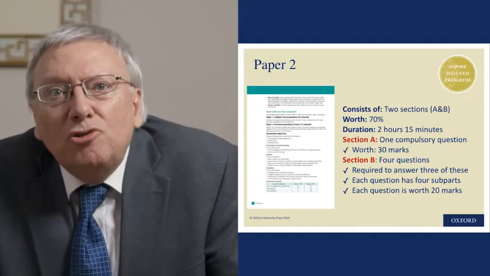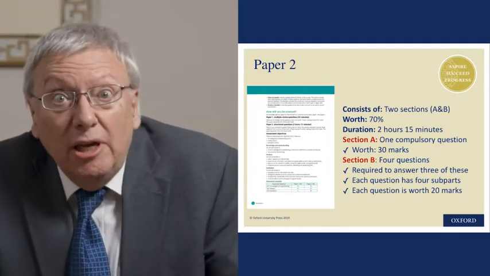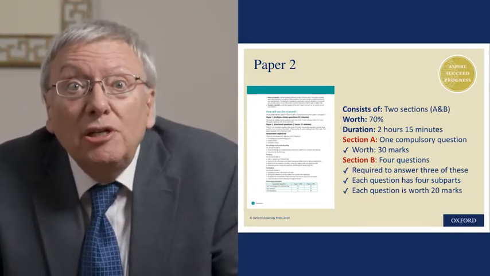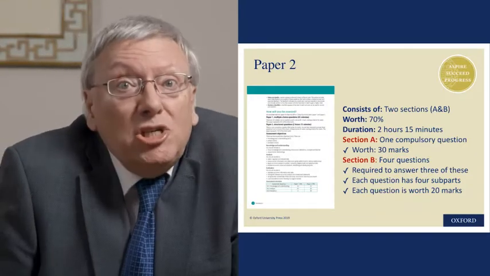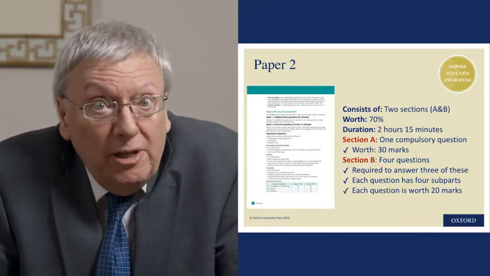Paper 2 consists of 2 sections, Section A and Section B. There is no change to Section A. Candidates answer 1 compulsory question that usually contains 8 sub-questions. The questions are based on information provided in the question paper. There are 30 marks available for this question.